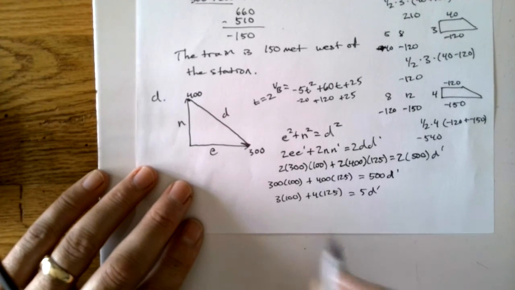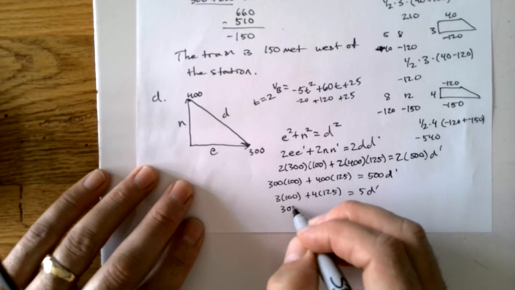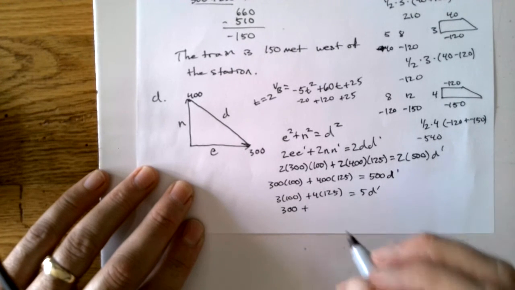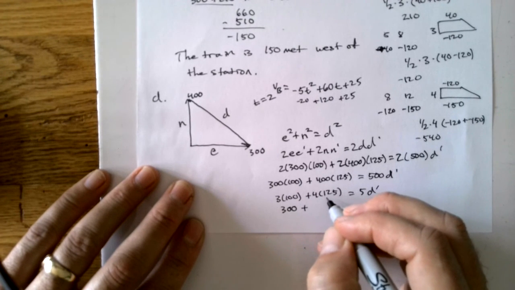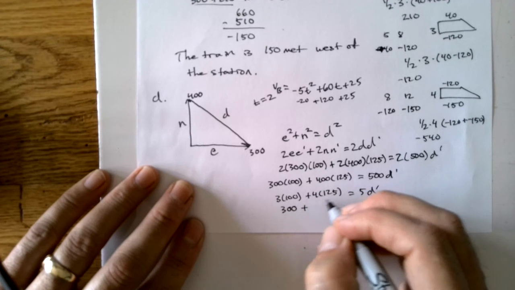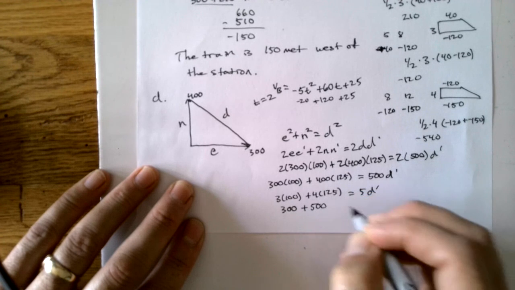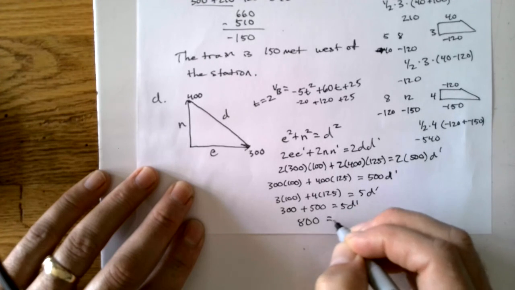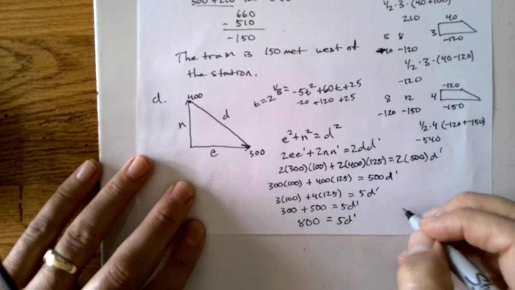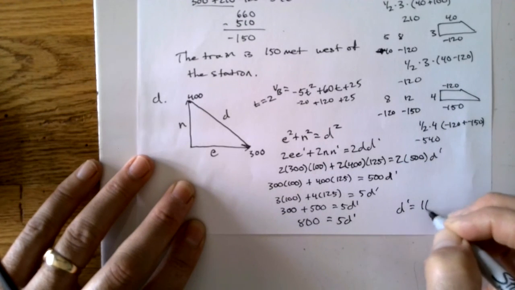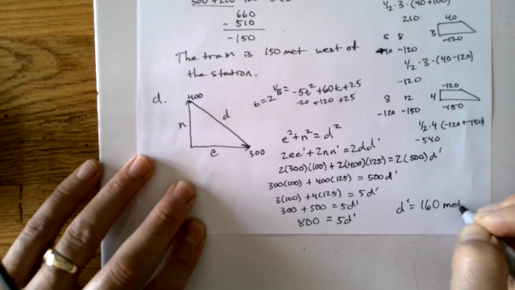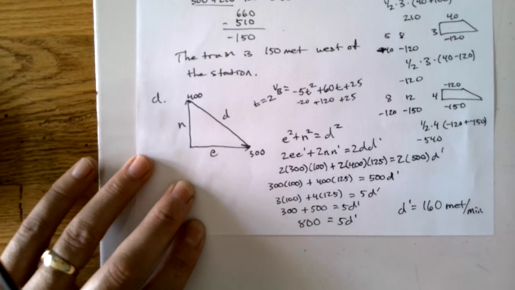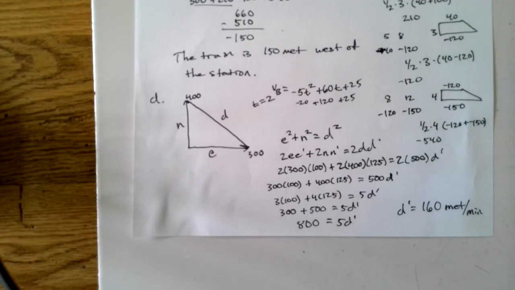As we solve here, 3 times 100 is 300 plus 4 times 125. That's going to be 4 times 100 is 400, and then another 100, so that's 500. Equals 5d prime. So we have 800 is equal to 5d prime. Divided by 5, we get d prime is equal to 160 meters per minute. And there you have it.